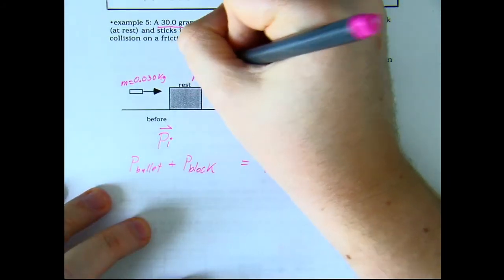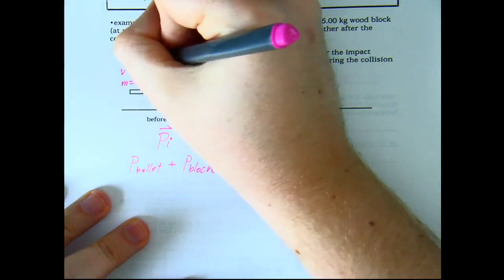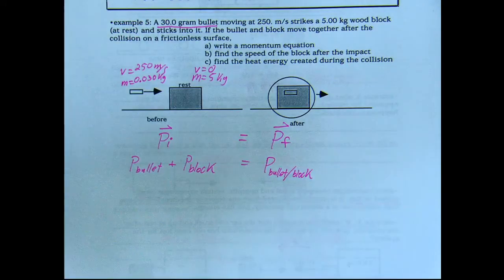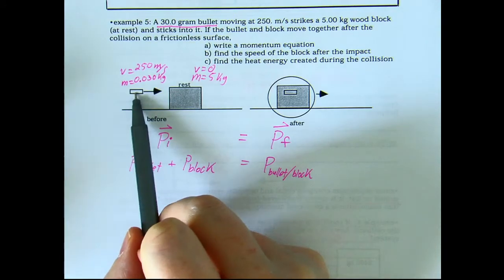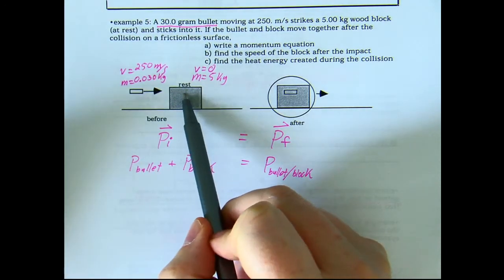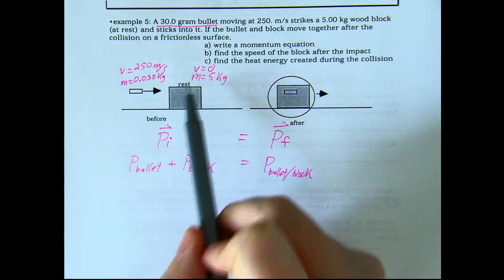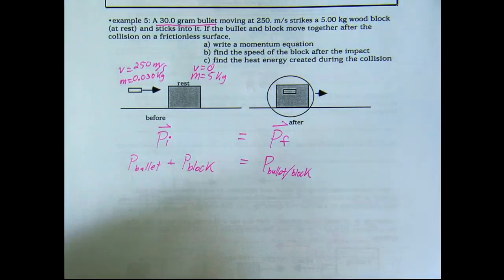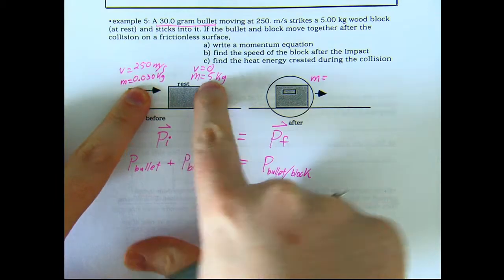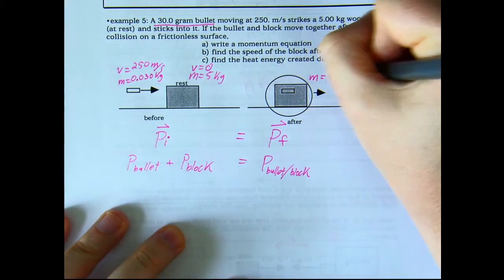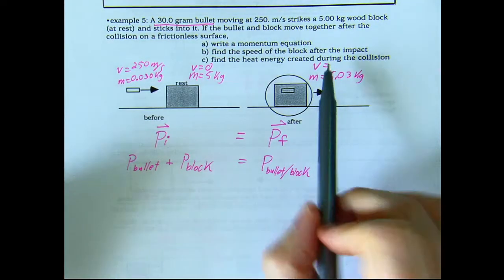My velocity here was 0. And the velocity of my bullet, we were told, was 250 meters per second. Those are the units we want, so I'm going to leave it like that. So I've got a velocity of 250 meters per second and a mass of 0.030 kilograms. I have a velocity of 0 because we're told the block is at rest, and a 5 kilogram mass. Here, the bullet-block combo has a mass of the mass of the bullet plus the mass of the block. This is going to be 5.03 kilograms, and it has some unknown velocity. We're told it moves off together, and so this is what we're trying to find here.